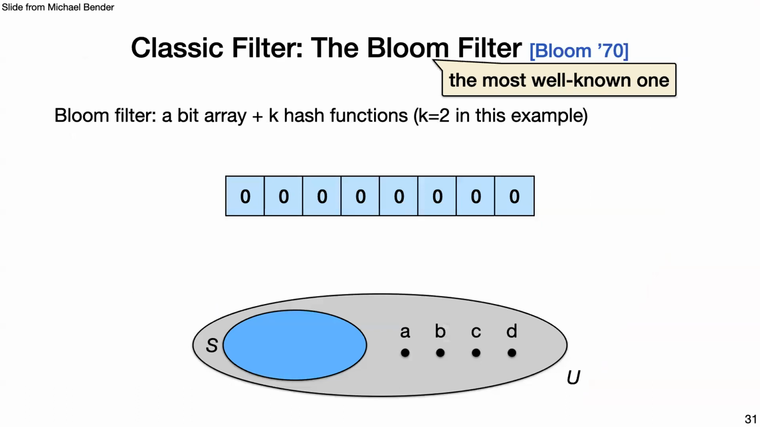And the classic filter, the most original filter, is called the Bloom filter. The way it works is that you have a bit array and you have k hash functions, and the hash functions and bit array are set independent of your elements. In this example, we're going to say that we have 2 hash functions. We're going to start with this set. In the beginning, your set is empty, and we have some elements in the universe: A, B, C, and D.